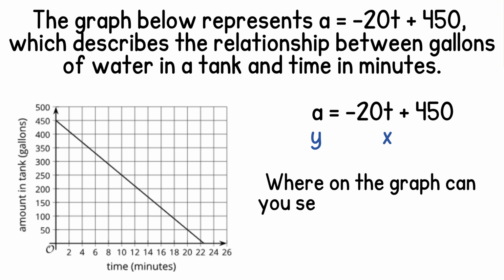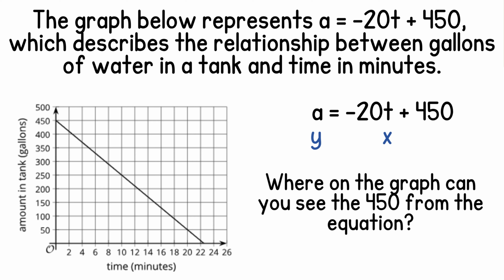Now, where on the graph can we see the 450 from the equation? We can see 450 on the y-axis. So 450 is the y-intercept, and this makes sense because we know that the b value always tells us the y-intercept. Where on the graph can you see the negative 20 from the equation? Since our equation is in slope-intercept form, negative 20 should represent the slope. So we'll look at our graph a little closer just to make sure our slope is negative 20.